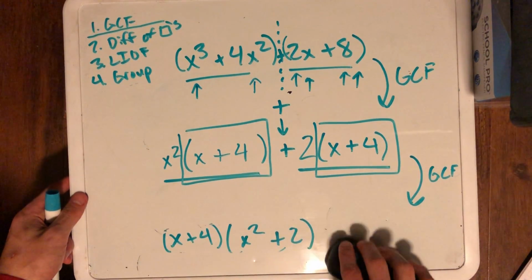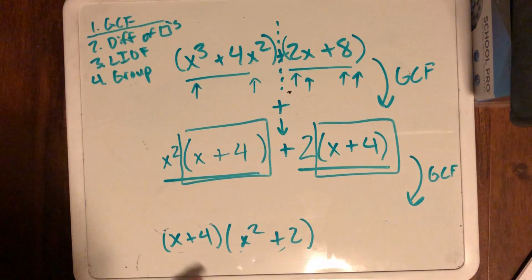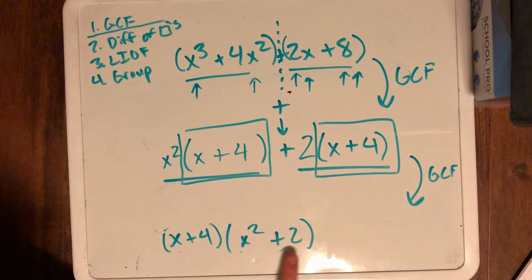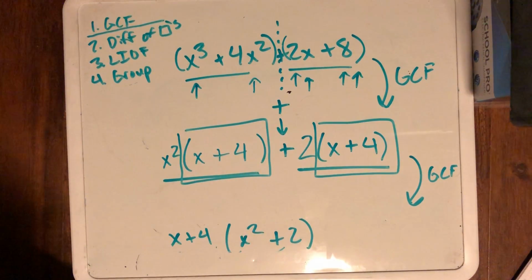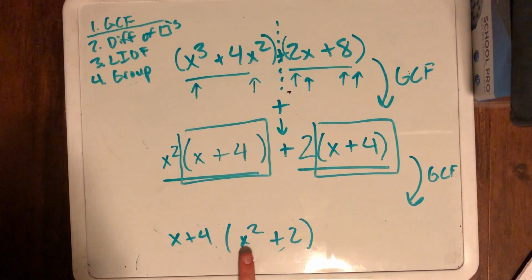There we go. Okay, so I got x plus 4. I know it's a little gross now, but we have x plus 4 times x squared plus 2. So if we didn't have these parentheses, let's say we just took them off. What this is telling me, because these parentheses are gone, is that there's an x out here all on its lonesome, plus 4 times the quantity x squared plus 2.